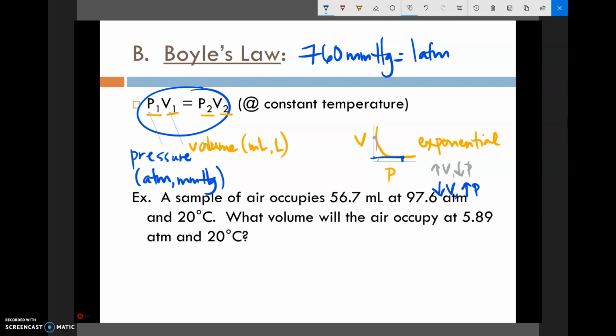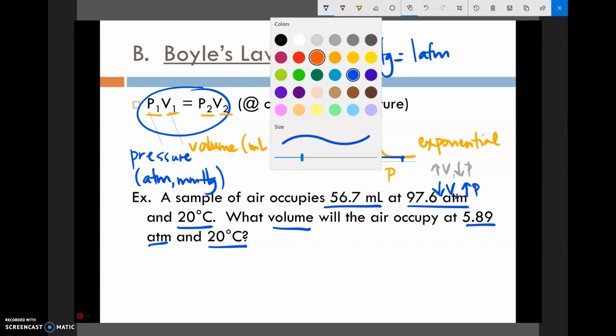Okay, let's look at our first example question. It says a sample of air occupies 56.7 milliliters at 97.6 atmospheres and 20 degrees Celsius. What volume will the air occupy at 5.89 atmospheres and 20 degrees Celsius? Notice I underlined all of the numbers and the units because we're going to make sure that they correlate with Boyle's law. So let's go ahead and start.